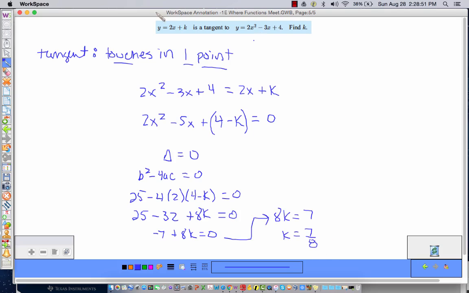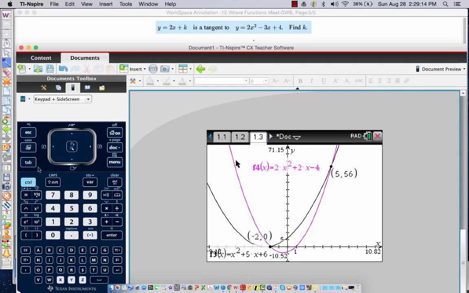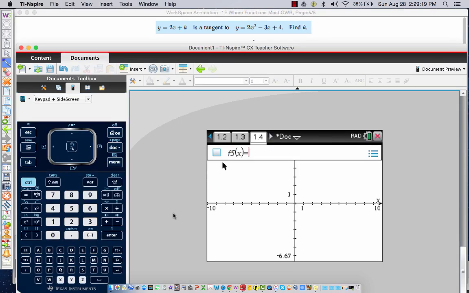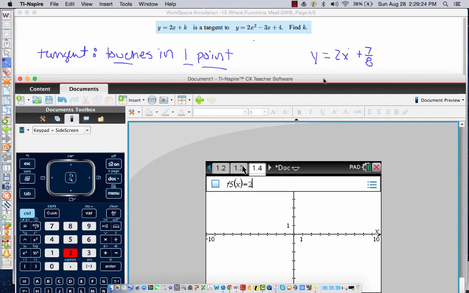So that means when k is 7 over 8, then y equals 2x plus k is tangent to y equals 2x squared minus 3x plus 4. So I'm going to write 2x plus 7/8 here. And I'm just going to quickly graph it to show you all. Okay, so I'll add another page, control plus page, add another graph, everything's nice. So this was, remember, 2x plus 7/8.